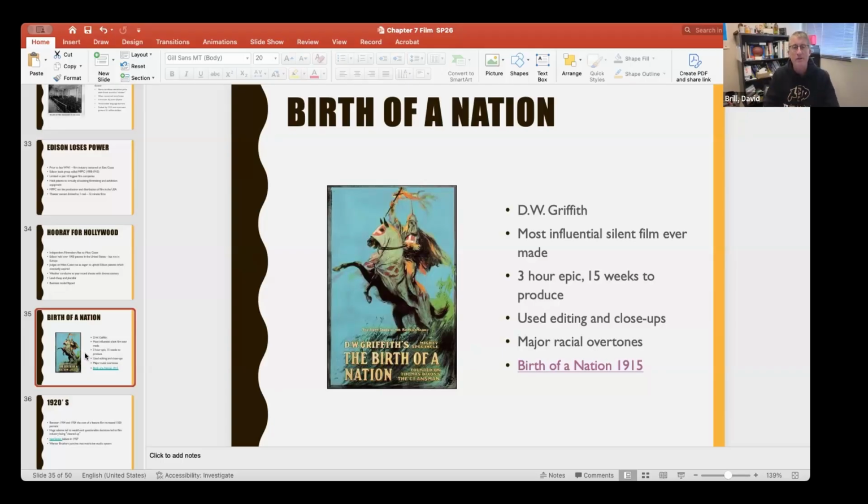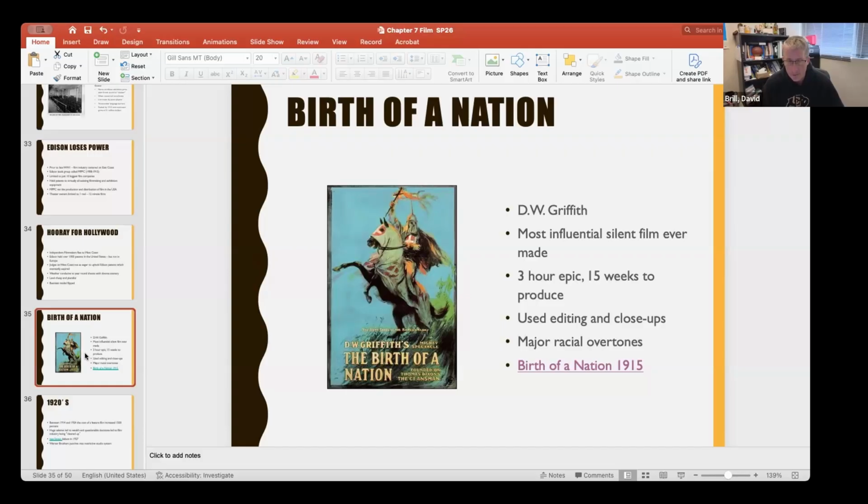It established film as an art form, and it was the first feature-length film of over 60 minutes. It was also the most popular film of its time until Gone with the Wind came along. It was a Civil War drama, so it basically introduced history as a topic, which was also innovative.